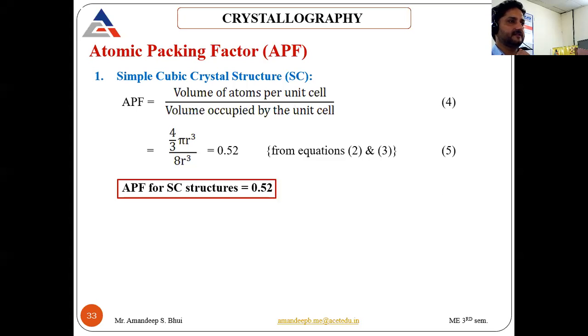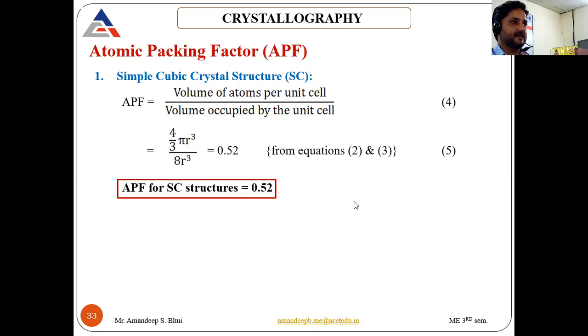Today we were discussing in the previous lecture about the atomic packing factor. The atomic packing factor is defined as the ratio of the volume of atoms per unit cell to the volume occupied by the unit cell. And we calculated this APF for the simple cubic crystal structure, and we evaluated that the value of APF for a simple cubic structure came out to be 0.52, which means that 52% of the simple cubic structure is occupied by the atoms and the remaining 48% is empty space.